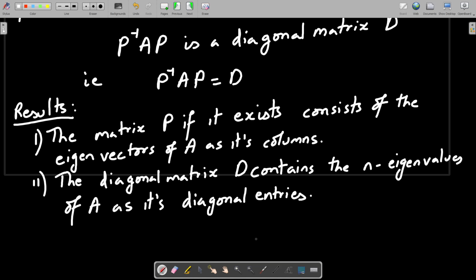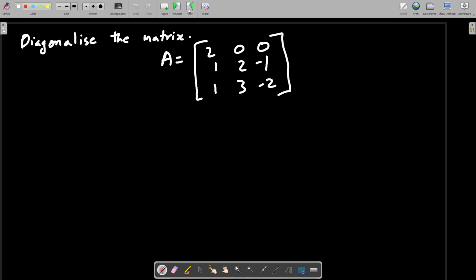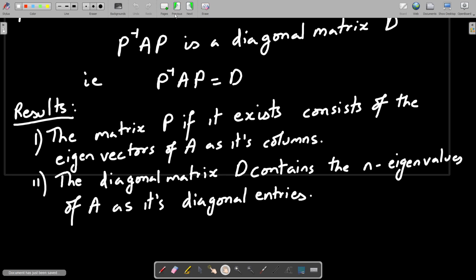Okay, finish writing. We'll see some examples. Okay, diagonalize the matrix. One more thing we'll have to see.